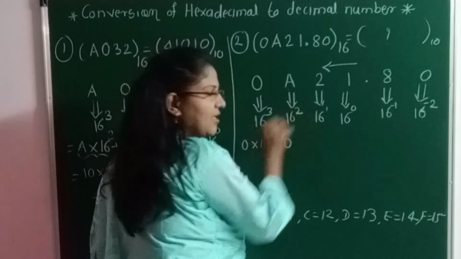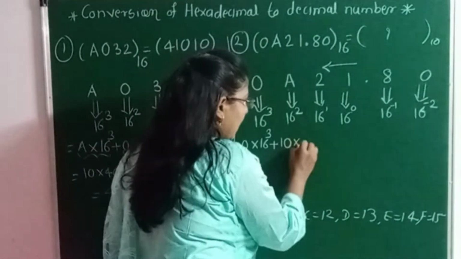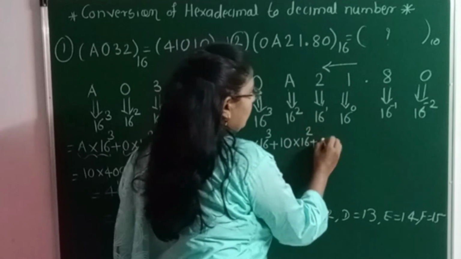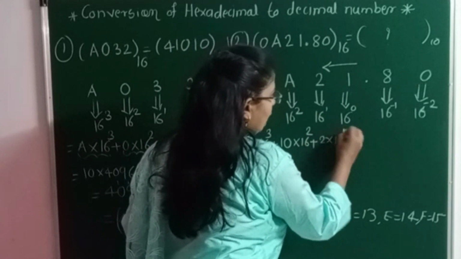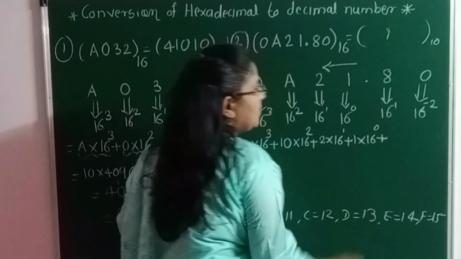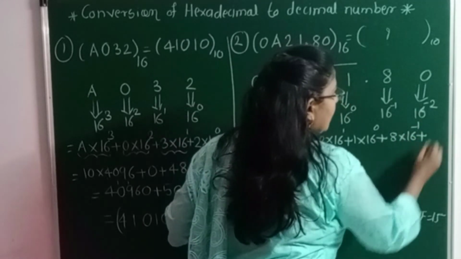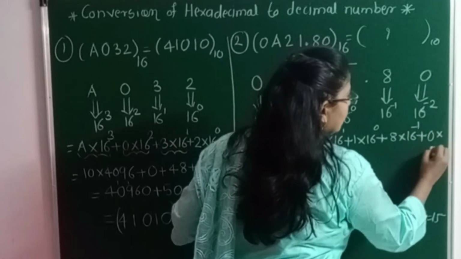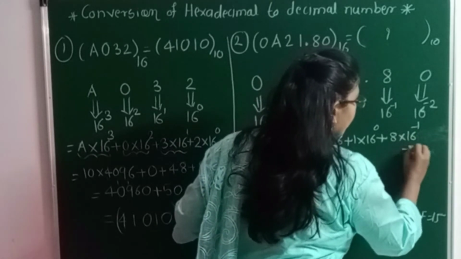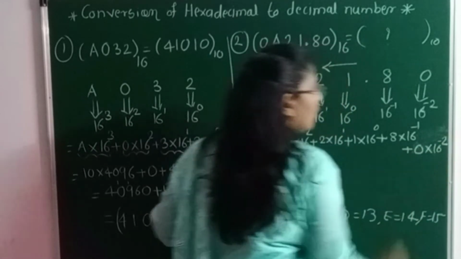So A into 16 raised to 2. So here directly I have written the 10, which is value of A. Multiply with 16 raised to 2 plus 2 into 16 raised to 1 plus 1 into 16 raised to 0 plus 8 into 16 raised to minus 1 plus 0 into 16 raised to minus 2. Now this plus part I will write below. Plus 0 into 16 raised to minus 2.